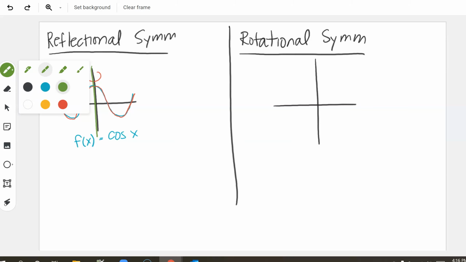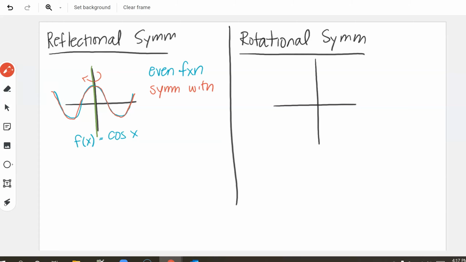We have the language that the book uses for this. It calls these even functions. This is typically how we refer to them in calculus. I'm going to use fxn for function. And we had another way to talk about them as well. We said symmetric with respect to the y-axis. And we talked about how we can't have symmetry with respect to the x-axis for something that is a function, because then it wouldn't pass the vertical line test.